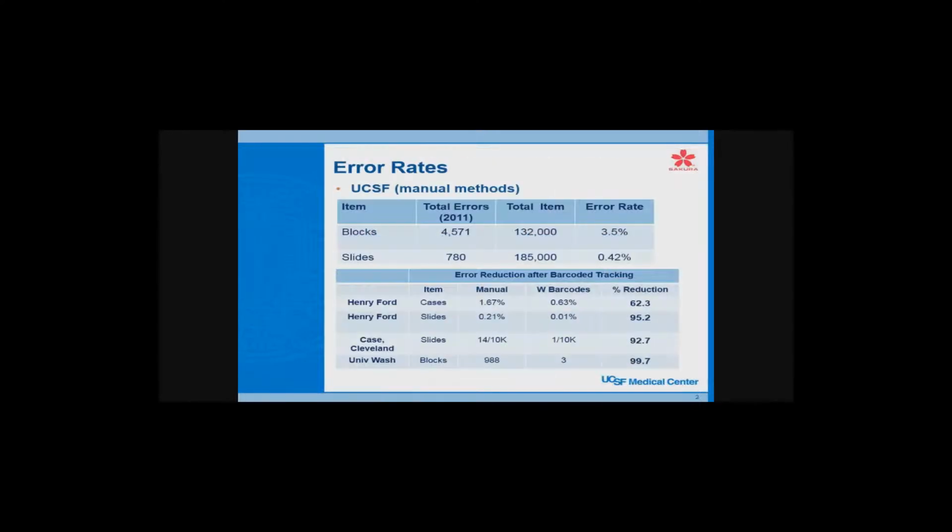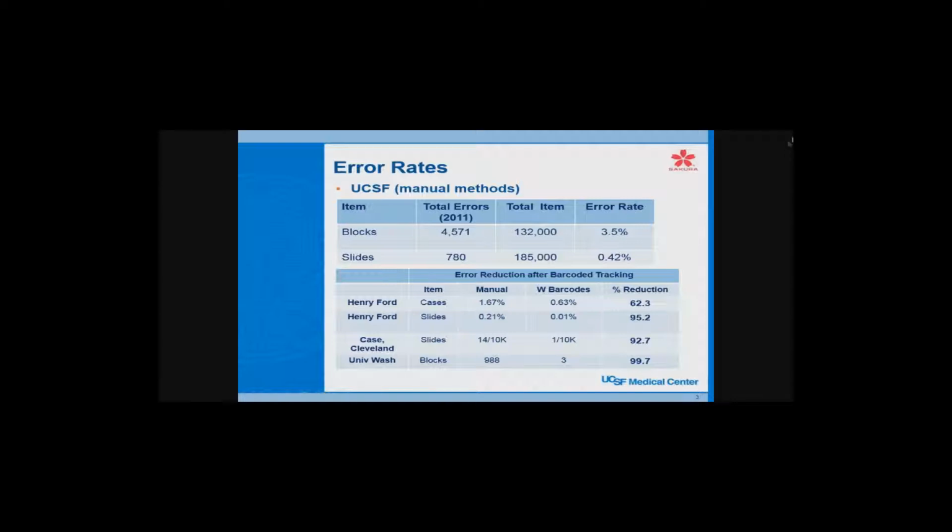The reason for implementing barcoding is to track specimens and workflow throughout the anatomic pathology laboratory, from accessioning all the way through delivery to pathologists for the most part. And really the big impetus to put in barcoding is to prevent misidentification errors that lead to incorrect treatment.